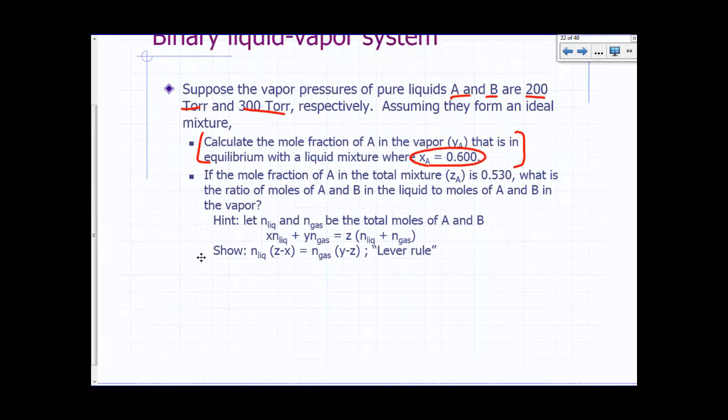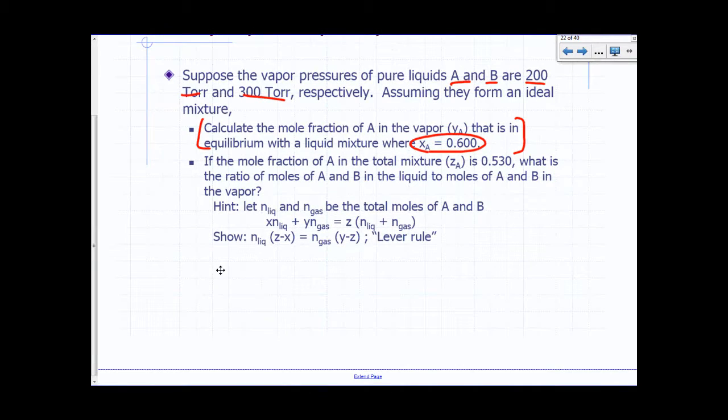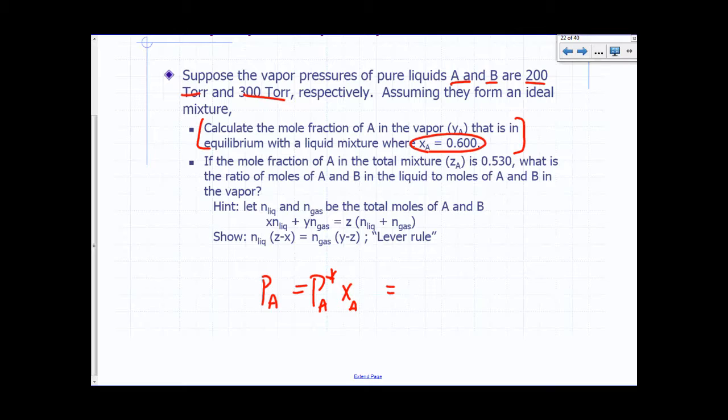Let's first answer that question. The partial pressure of A in the vapor is going to be equal to, by Raoult's law, P A star times X A. The pure vapor pressure of A is 200 torr, so let's treat these as exact numbers, and the mole fraction of A is 0.600. So 200 times 0.6 should be 120 torr.